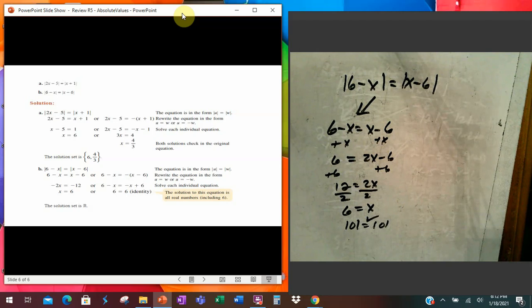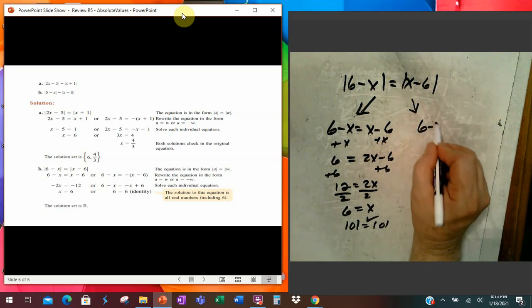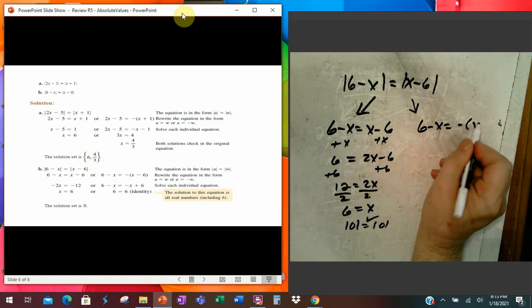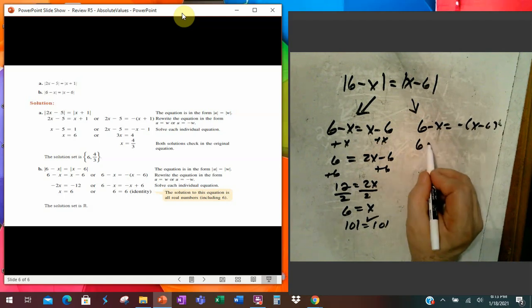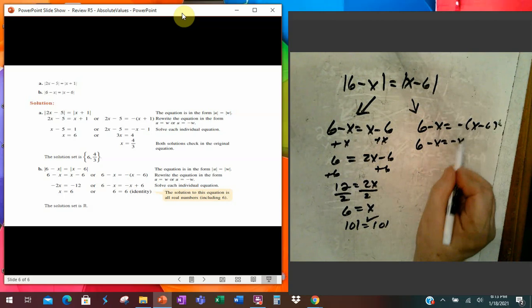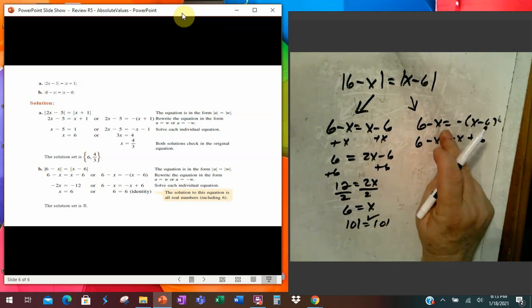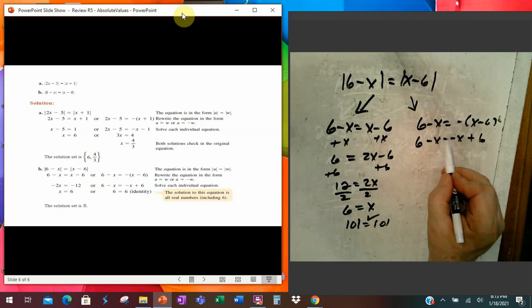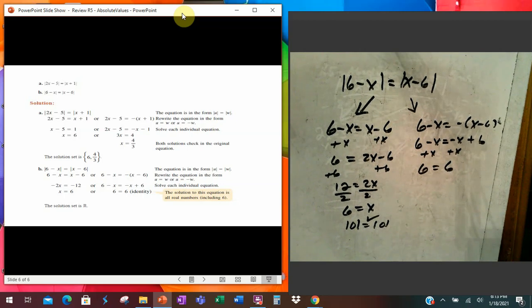So that works. How about if we break it out to the negative? 6 minus x is equal to negative x minus 6, negative x plus 6. We do the same thing, plus x, and it says 6 is equal to 6.